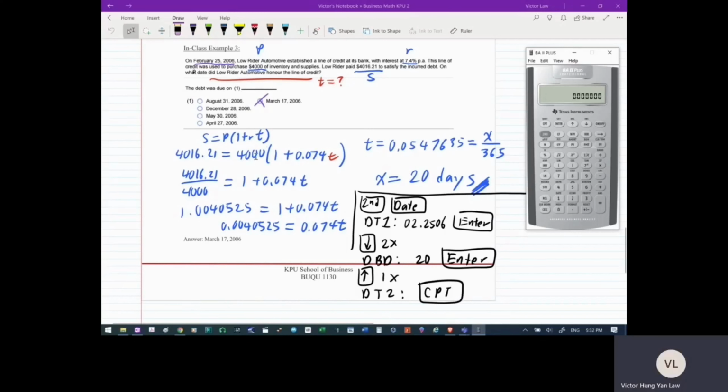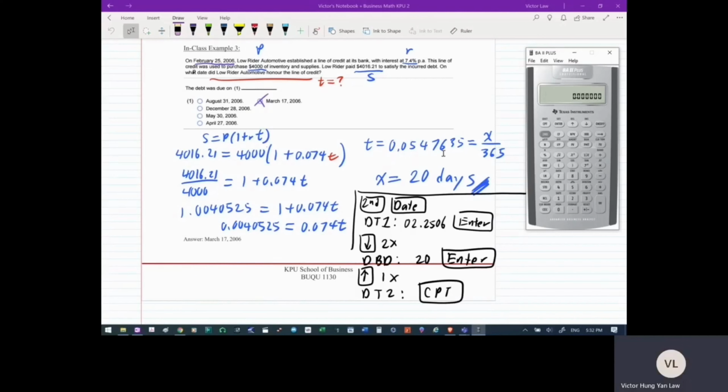Once we substitute the numbers into the equation, we can rearrange the algebra. We divide both sides by 4,000. So we have $4,016.21 divided by 4,000, and that equals 1 plus 0.074 times T. Then you can solve the rest on your own. You're going to get T equals 0.0547635.